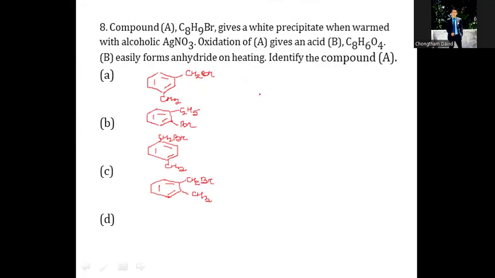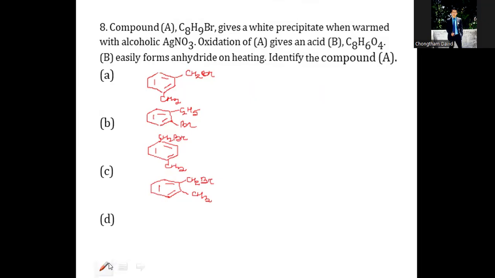Question number 8. Compound A with the molecular formula C8H9Br gives a white precipitate when warmed with alcoholic silver nitrate solution. Oxidation of A gives acid B with the formula C8H6O4. And this B easily forms anhydride on heating. Identify the compound. So you are given different compounds here, option A, B, C, D.